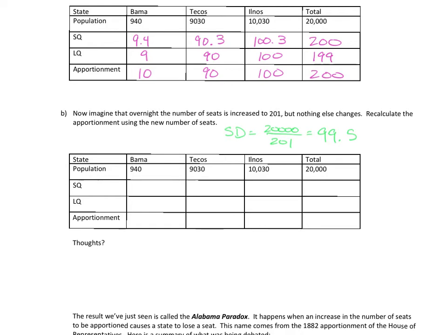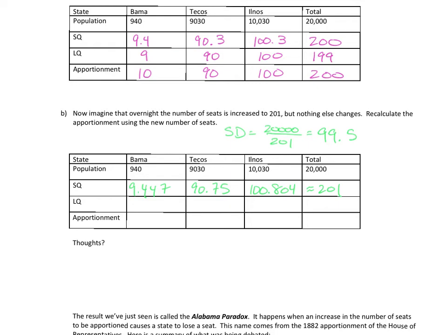Okay, then we divide each state's population by 99.5. So 940 divided by 99.5 is 9.447. And 9030 divided by 99.5 is 90.75. And 10,030 divided by 99.5 we get 100.804. You add them up. I did round these a smidge, which means when you add up what we've written down here, we might get something slightly off from the 201 seats, but this should be approximately 201.